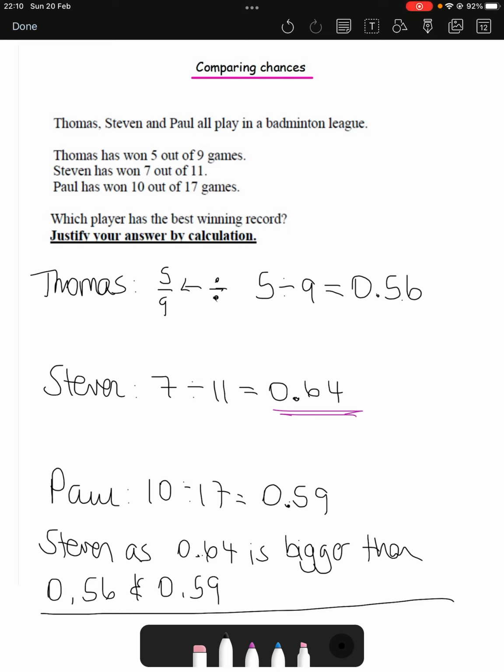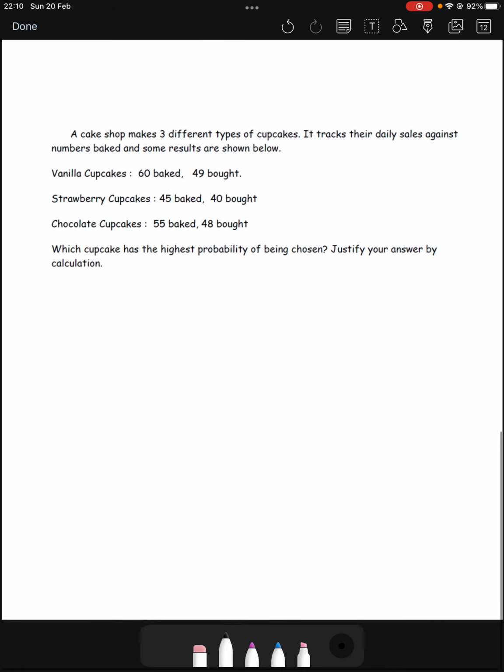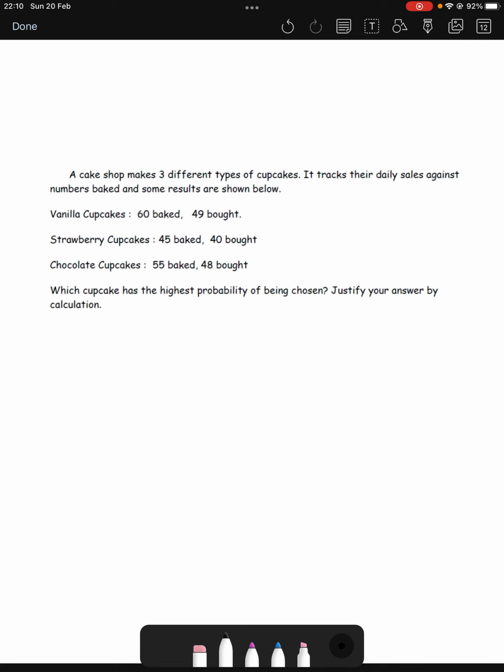Okay, so we're going to do a second one. So you'll notice for all these, we're doing the smallest number divided by the biggest one. So 5 out of 9 is 5 divided by 9, 7 out of 11, 7 divided by 11, and so on. Sometimes we can get asked it in a slightly different way, but again, it's about knowing what we're going to divide. So we've got vanilla, strawberry, and chocolate.